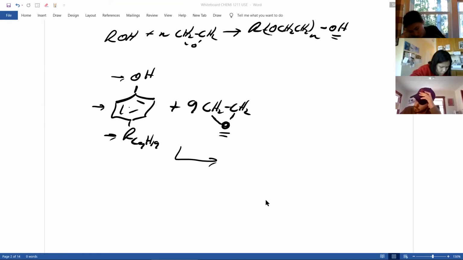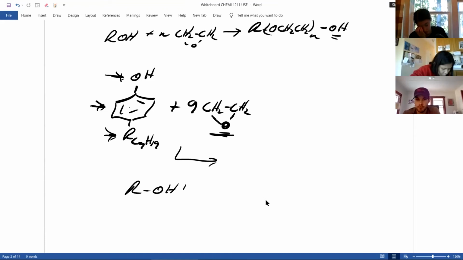All right, I think everybody's done. So let's take a look at this. Again, ethylene oxide will not react with a benzene ring, and definitely not with an R group, but will with an alcohol. And what do we have? Alcohol plus 9 moles of ethylene oxide.